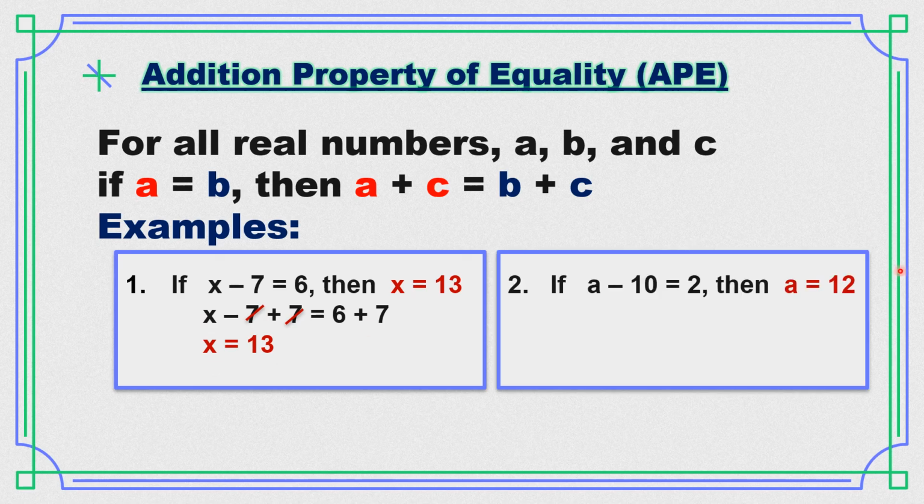Okay, another example. Number 2. If a minus 10 is equals to 2, then a is equals to 12. Okay, so paano uli nakuha yung a is equals to 12? So, i-bring down lang po natin yung a minus 10 equals 2, and then, mag-a-add lang tayo ng 10. Okay? I-add lang natin. Negative 10 dito, plus 10. Tapos, kung anong dinagdag mo dito, i-add mo rin dun sa B natin. So, magiging, ang sagot dyan, yung negative 10 plus 10, cancel na yan, magiging 0. Ang matitira ay a is equals to 12.